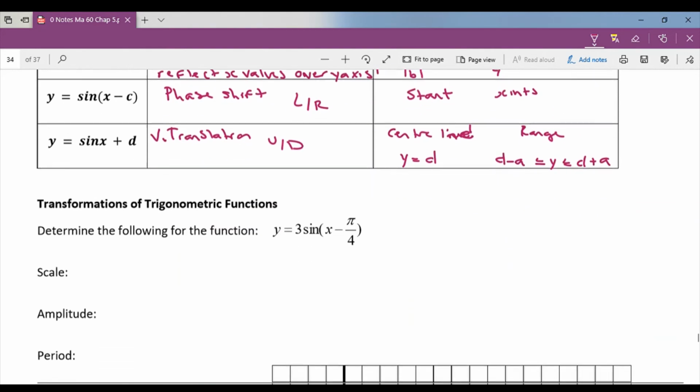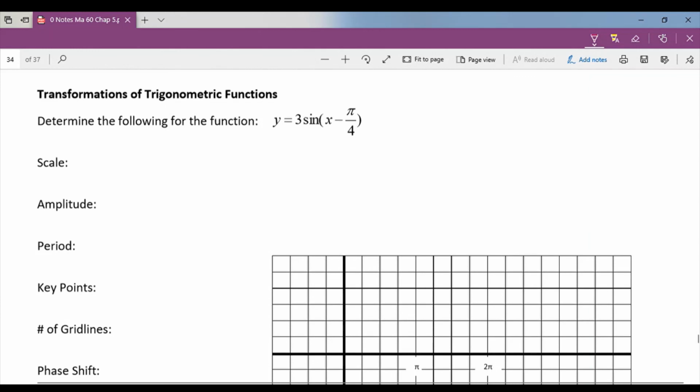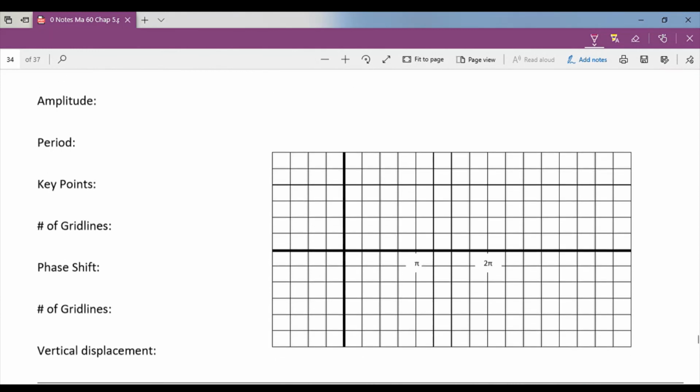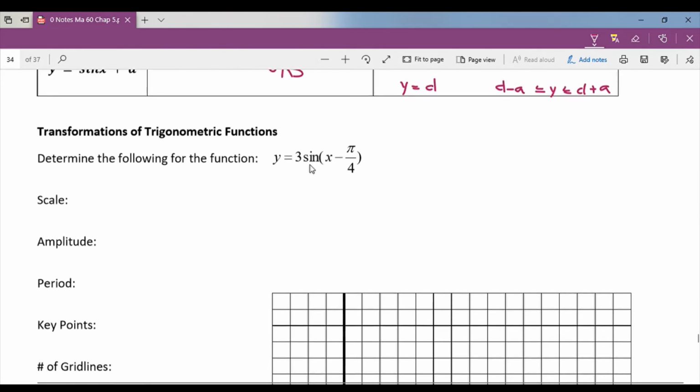All right. So let's look at one that we can transform fully together. Let's start off by seeing what the scale of this graph is. There's 1, 2, 3, 4 grid lines to get to pi, so your scale is pi by 4. Is my amplitude going to change? Yes, there's a 3, so my amplitude is going to be 3. My period is going to be 2 pi. There is no b value, so it's just going to be 2 pi.